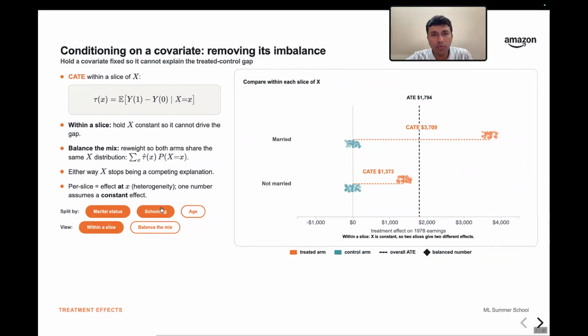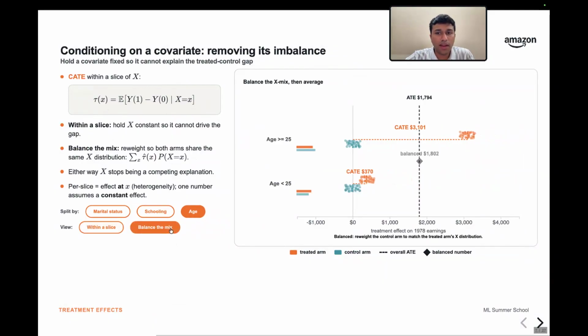Now, similar to marriage, there can be other factors as well, other columns in X that can impact the final effect. Marriage was one example, but schooling is another, and age is another one. And as I was mentioning, you can either take a slice and then look at the Kate value, or balance the entire mixture and then look at what the final value is that you're getting.